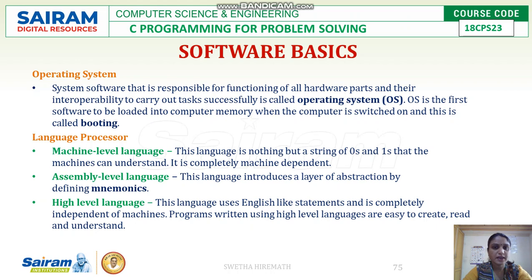Then coming to the third type of language, it is high level language. This language uses English-like statements, and it is completely independent of machines. It is just like the English language: C, C++, Java. All these are human understandable languages. We are going to type the programs in this high level language and we can easily understand them, but the machine cannot understand it. So it has to be converted into machine understandable form.